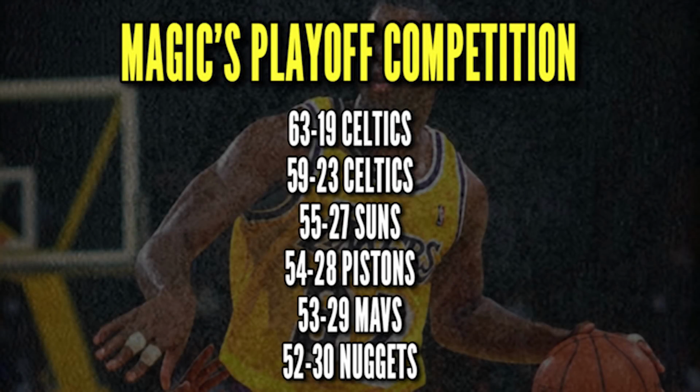And the last thing I have to point out is the playoff competition Magic faced. During this 5-year run, Magic only beat one 60-win team, and they only beat a total of 6 50-win teams. And as we'll come to see with some other NBA legends, that number is staggeringly low, and the Western Conference in the 80s is one of the weakest conferences in NBA history. Now with all that being said, Magic still had a great peak, and that's why I ranked Magic as the 10th best peak in NBA history.